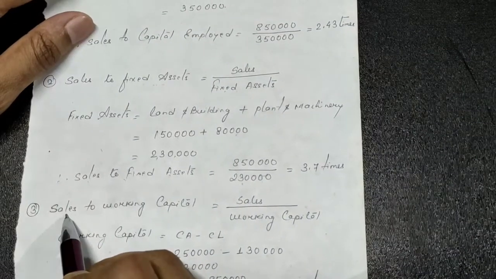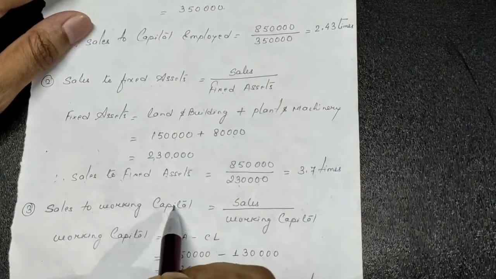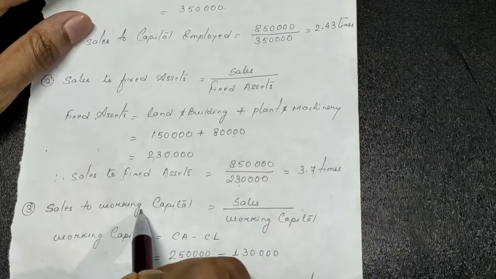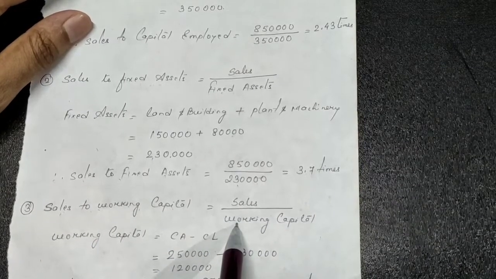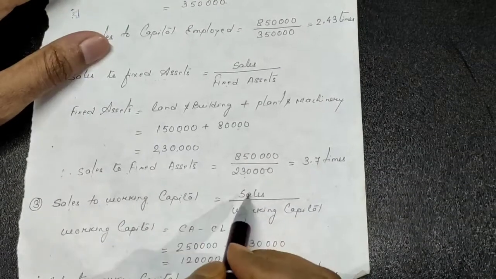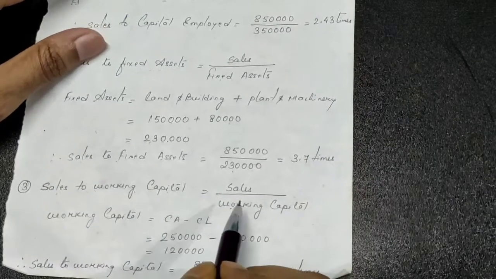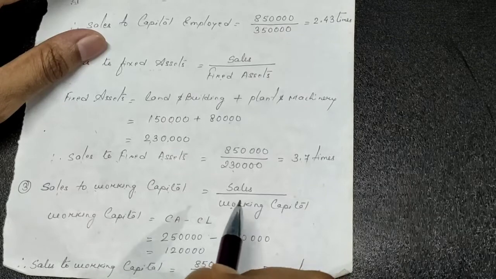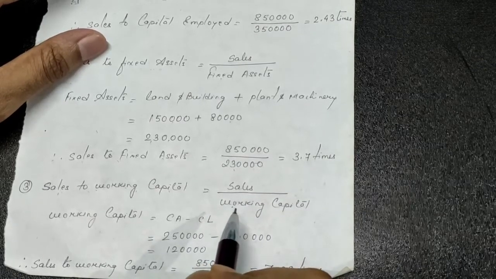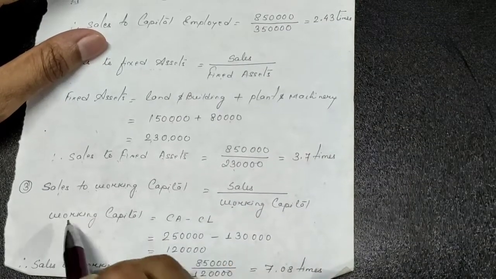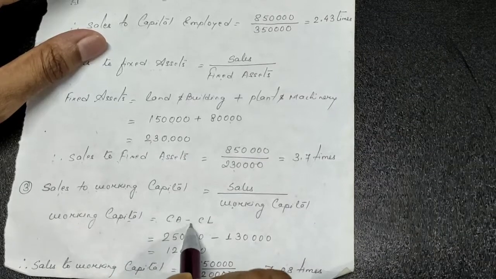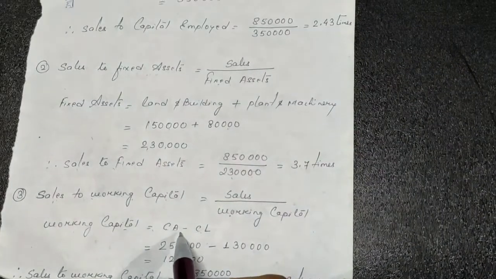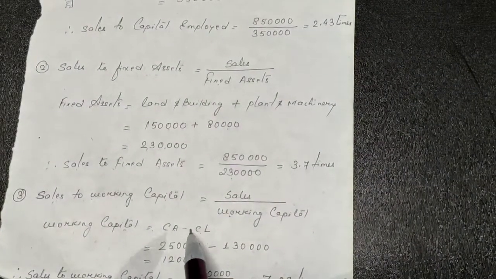Third formula is, here you can see, sales to working capital. Sales to working capital means sales divided by working capital. Now sales we know, 8,50,000. Now working capital you have to find out, because working capital is not given directly in the question. So the formula for working capital is working capital equal to current assets minus current liabilities. So these two you have to find out from the question that is given to you.